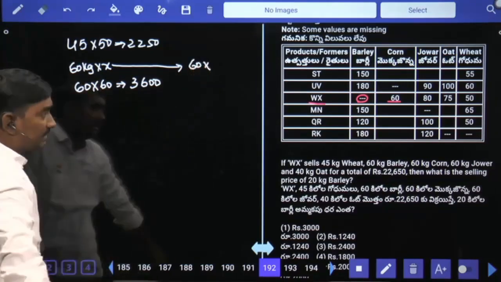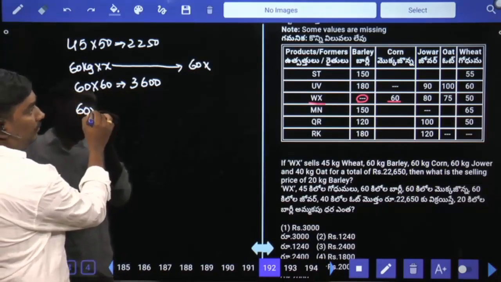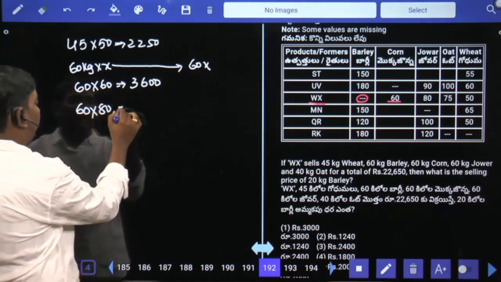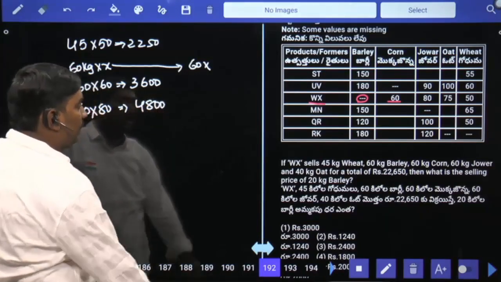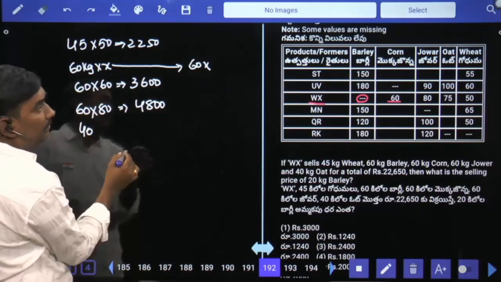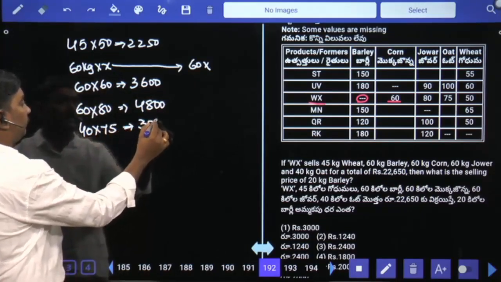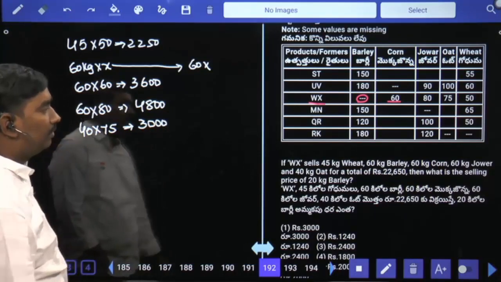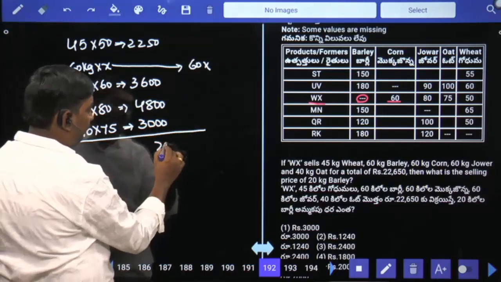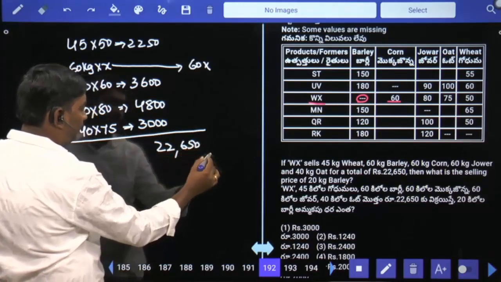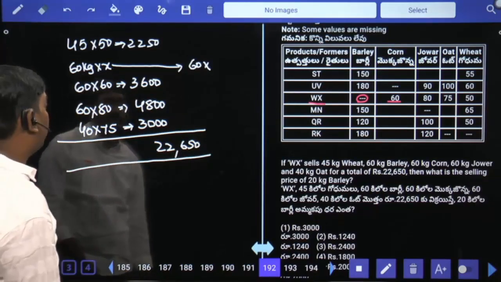Next, 60 kg of jowar. Jowar cost is 80 rupees per kg, total 4800. 40 kg of oat, oat cost given as 75 rupees, 40 kg means 3000 rupees. For a total cost of 22,650 rupees. Then what is the selling price of 20 kg of barley?